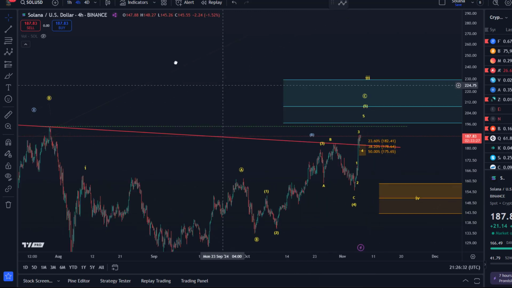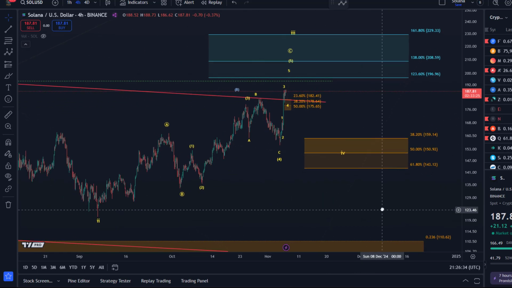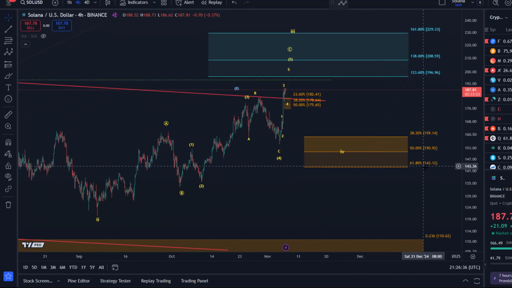So whatever happens now, at the moment, I would expect the price to hold above 143. Any break below 143, whatever's happening, would indicate that the structure is morphing and I have to change my assumption about the chart. That's the update about Solana.